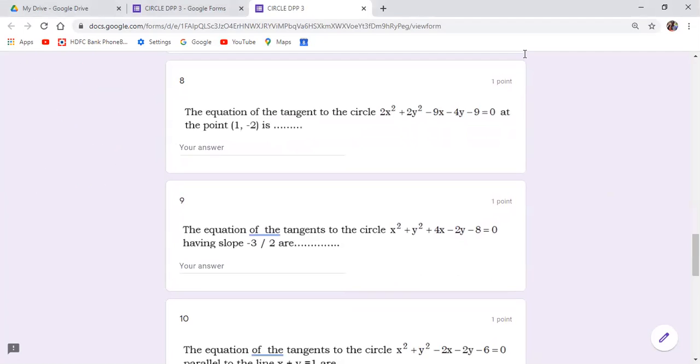Now question number 8. You are asked to find the equation of the tangent to the general circle at 1, minus 2. So we can use our formula. So what is the formula? 2 times x into x1. First you have to divide the equation by 2 now. See, if you divide by 2 now or divide by 2 later, it doesn't make any difference. Even if you do, okay, I'll do both ways and show you. It comes to the same answer.